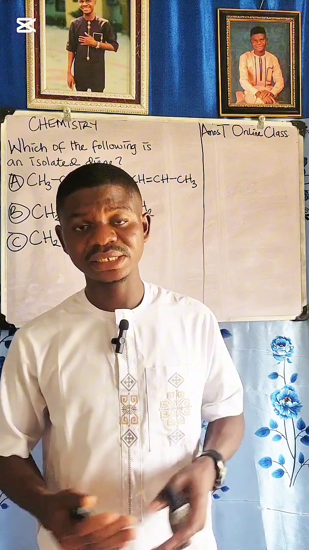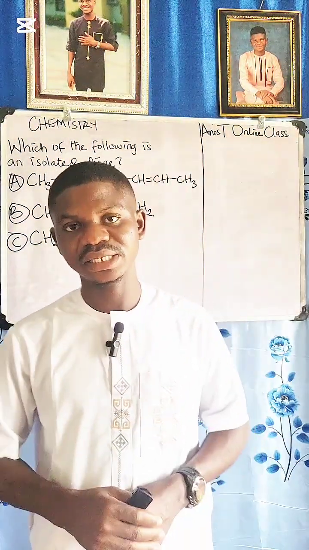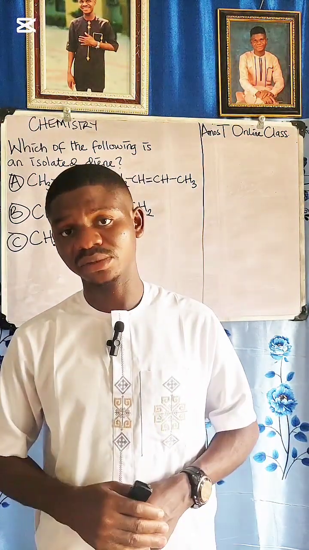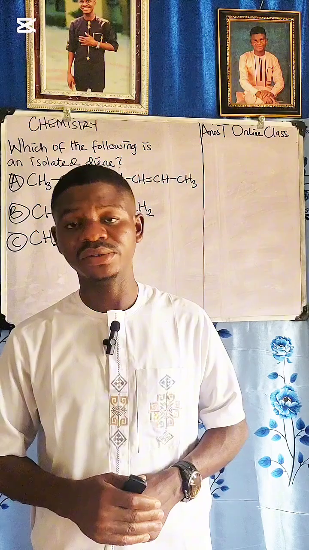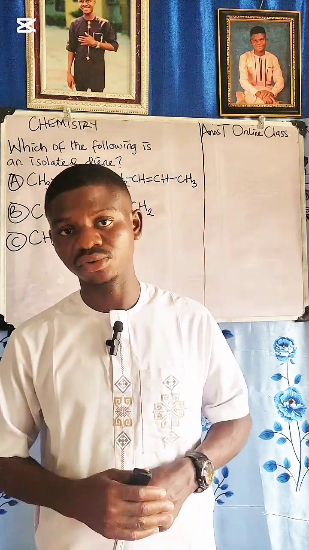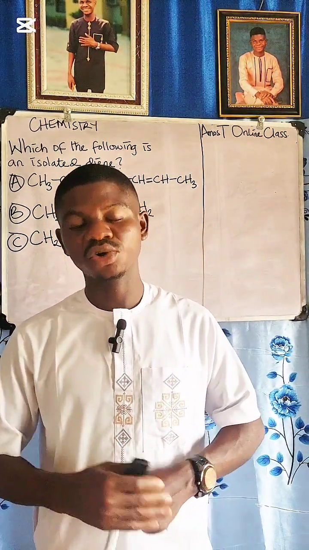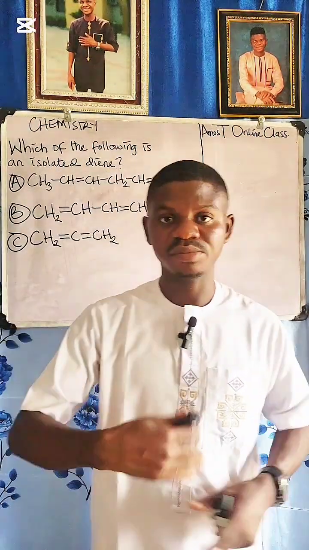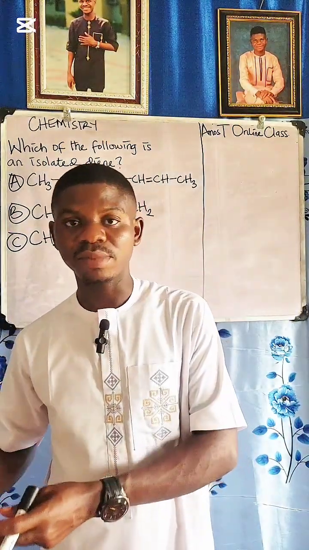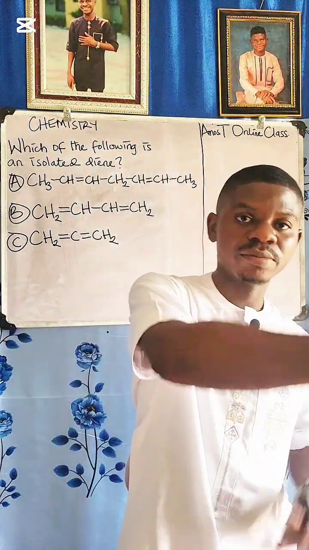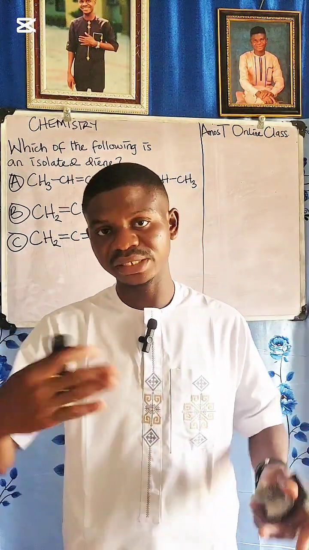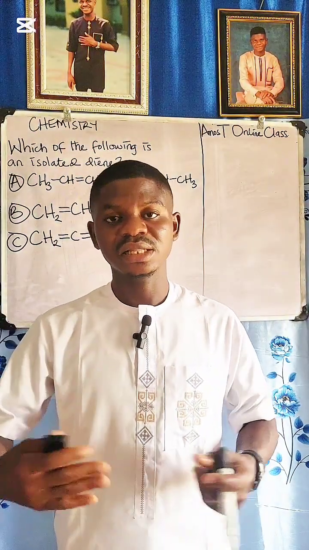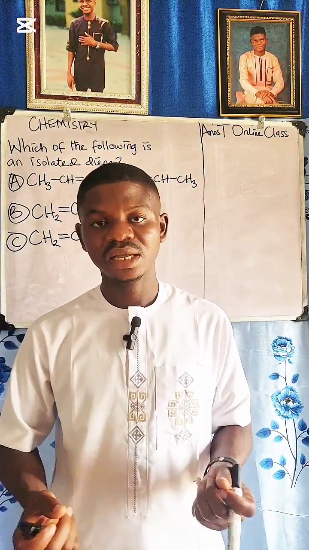First, let's understand the meaning of an isolated diene. In isolated dienes, the double bonds are separated by two or more single bonds. In essence, they are separated by a methylene group. In conjugated dienes, the double bonds alternate in position. What does that mean? A double bond comes, then a single bond goes, so there is a switching between a double bond and a single bond. In cumulated dienes, the double bonds share a central atom.